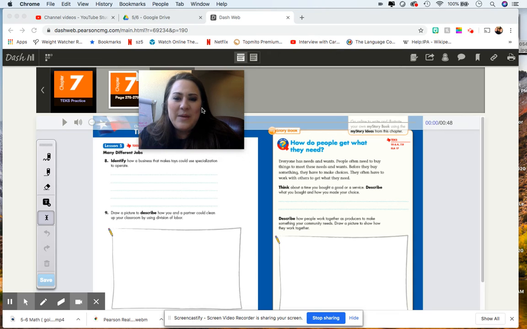On the last page, this is a little bit different. It says, how do people get what they need? Everyone has needs and wants. People often need to buy things to meet these needs and wants. Remember, needs are things that you have to survive. Wants you don't need to survive. They're just nice to have. Before they buy something, they have to make choices. They often have to work with others to get what they need. So think about a time you bought a good or a service. Describe what you bought and how you made your choice.